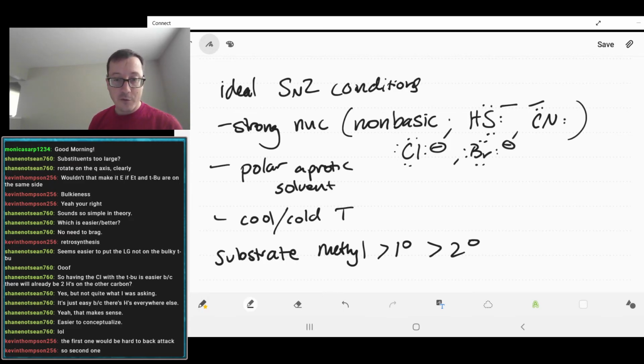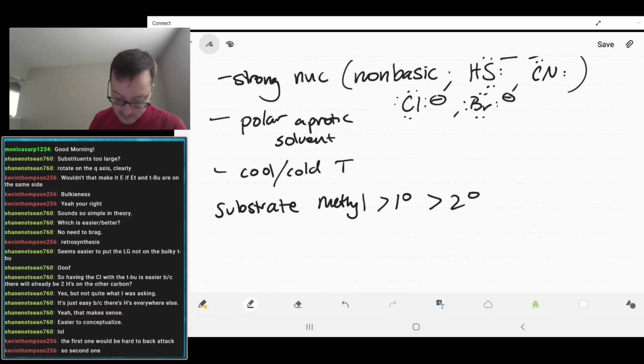If you can't have a methyl, go for primary. If you don't have primary, you'll go secondary, but secondary is the limit. And secondary is already tough. Okay? That's our SN2 ideal.